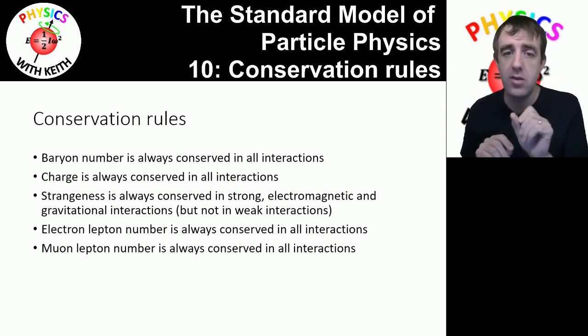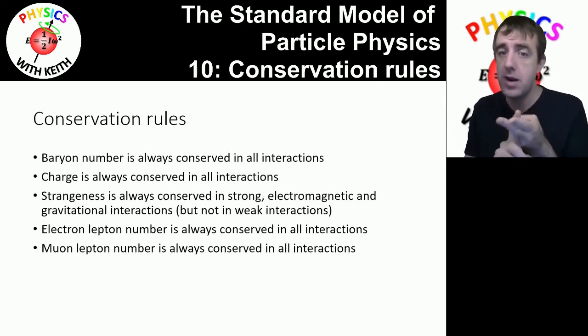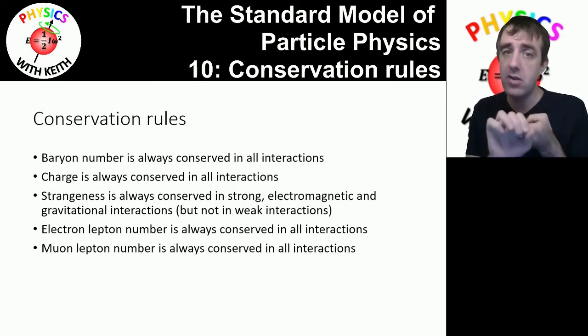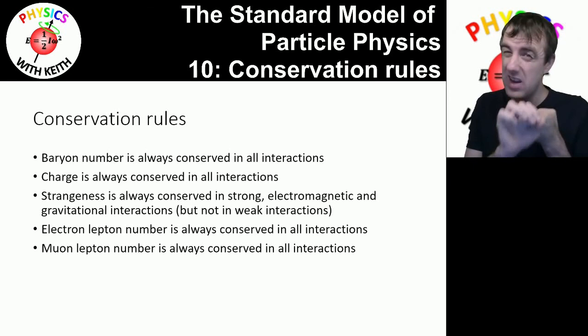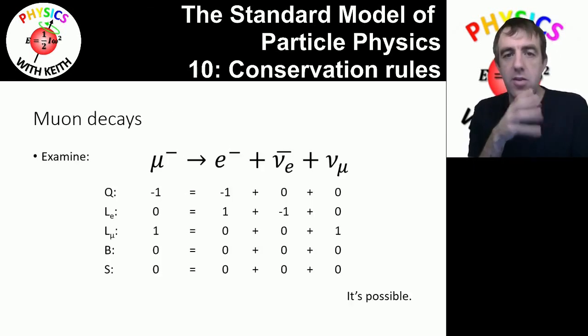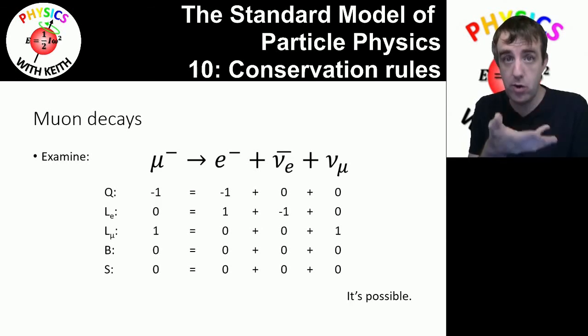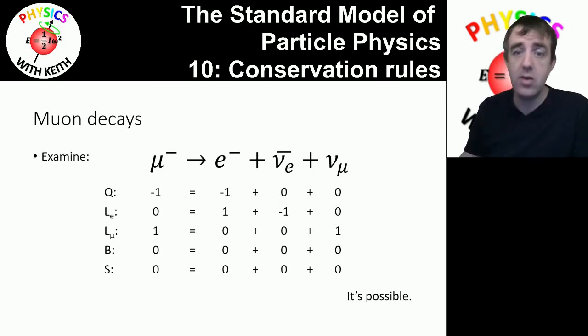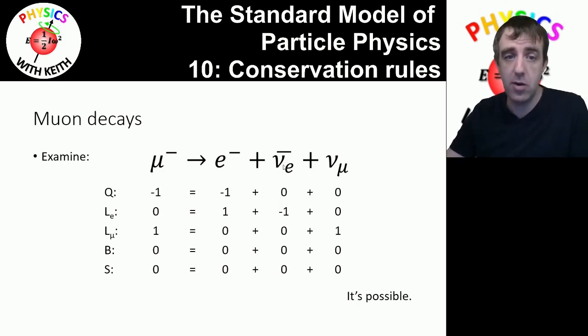Strangeness is only conserved in the strong and the electromagnetic interaction. I have included gravitational interactions here, but again, we don't really understand how that works. So we might be interested in whether certain decays are possible or not. So here's a muon decaying into an electron. It also decays into an electron antineutrino and a muon neutrino. And perhaps we're interested in whether or not this decay is possible.